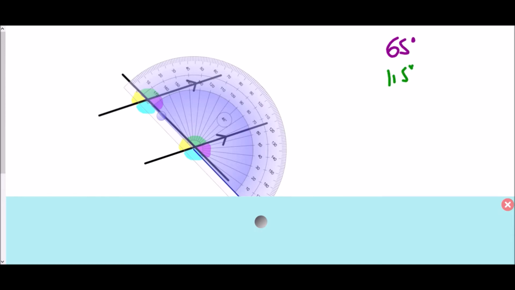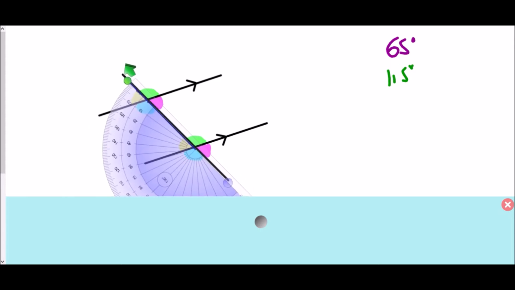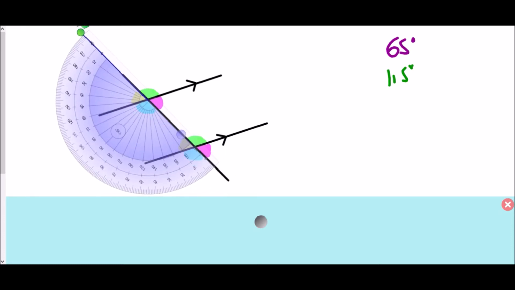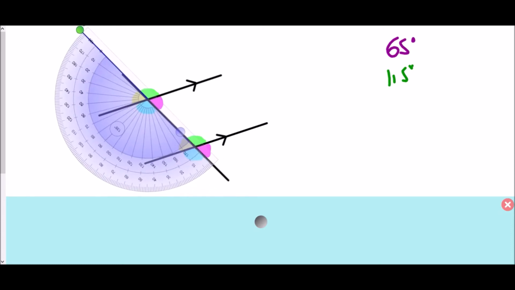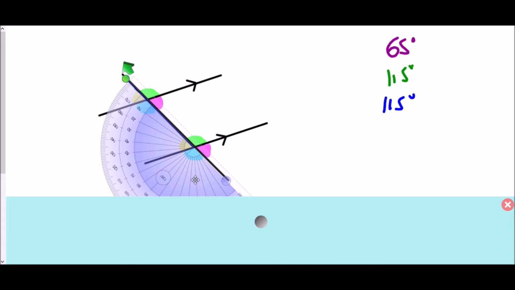If we flip the protractor around and we measure the blue angle, the blue angle there is also 115, and if I measure the other blue angle, we are looking at 115 again. So the blue angles are all 115. And finally, if we look at the yellow ones, the first yellow angle there is 65, and if I bring it down to the bottom, we are looking at 65 again. And so the yellow ones would also be 65 degrees.